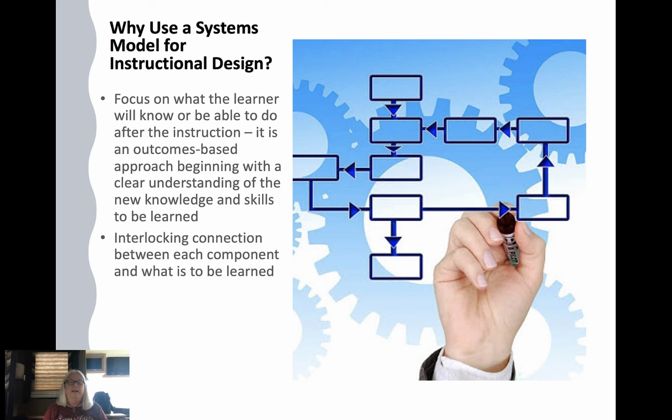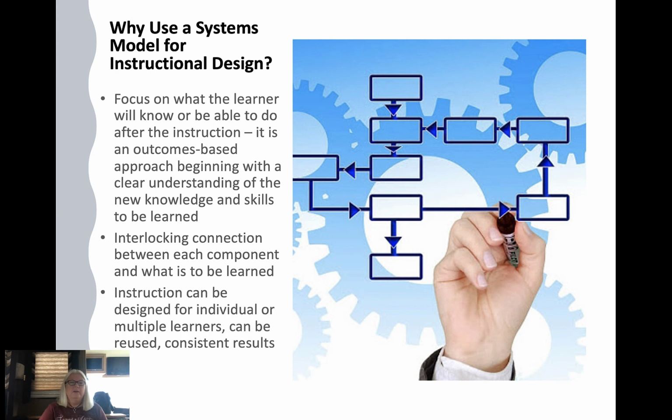There's an interlocking connection between each component and what's learned. It connects the instructional range of activities to the desired outcomes. And lastly, the instruction can be designed for individuals, multiple learners. It can be reused with consistent results. This is the consistent and reliable part of the definition. So if I spend several hours doing a video for a training, and I use the design model, it will be designed in a way that I can reuse it, and it can apply to multiple learners and situations.